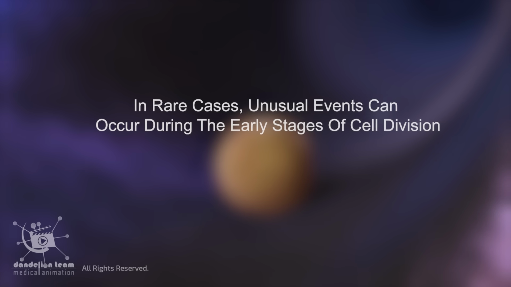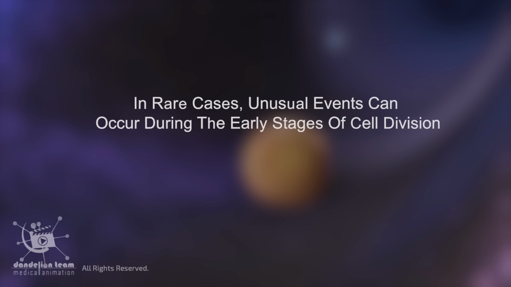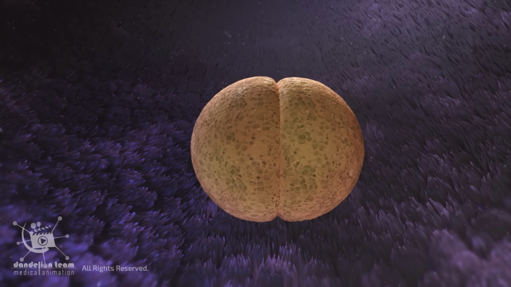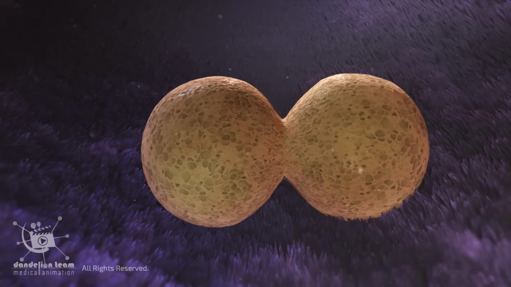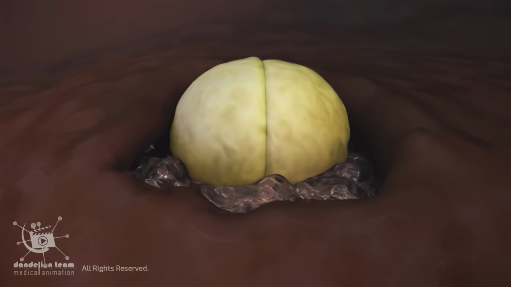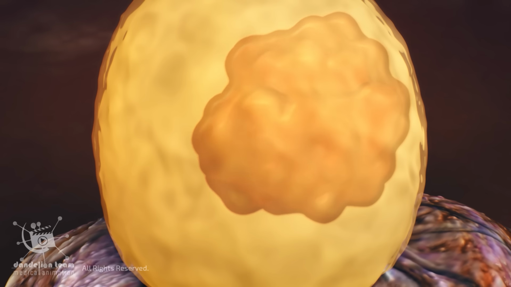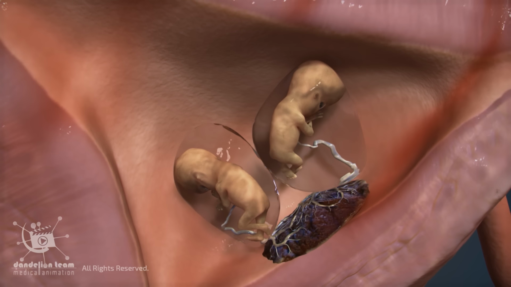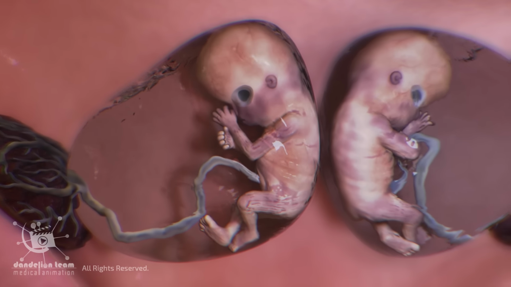In rare cases, unusual events can occur during the early stages of cell division. The developing cell splits into 2 distinct groups, each with the same complete set of DNA from the original fertilized egg. These 2 groups of cells continue to divide independently, and each one will eventually develop into a baby.